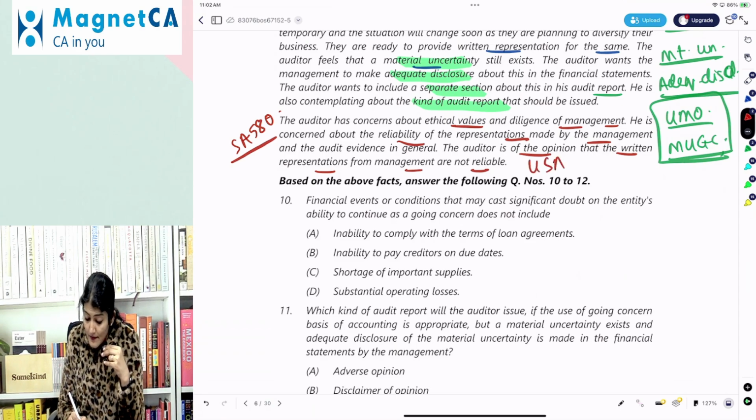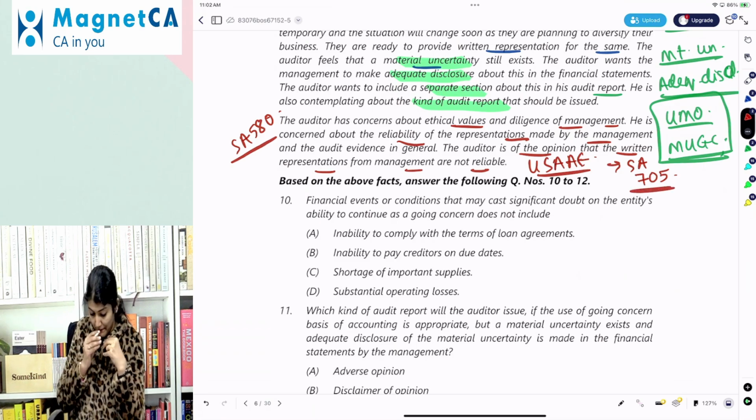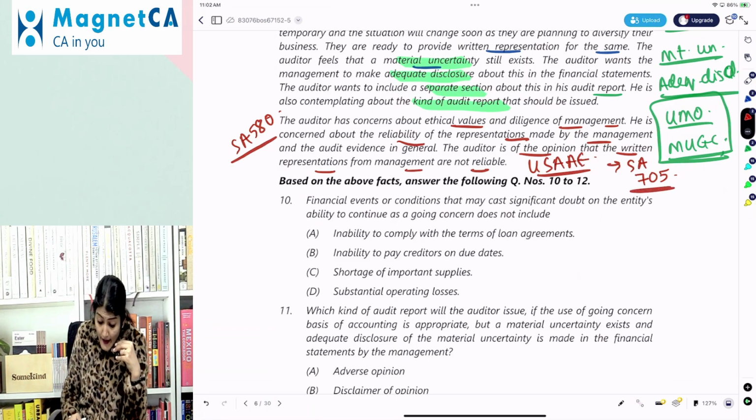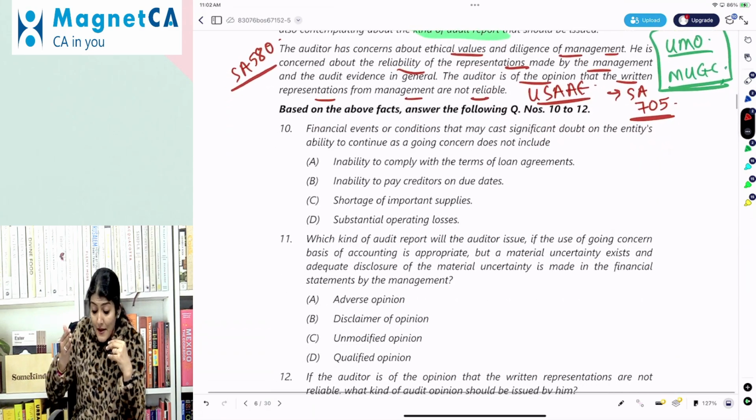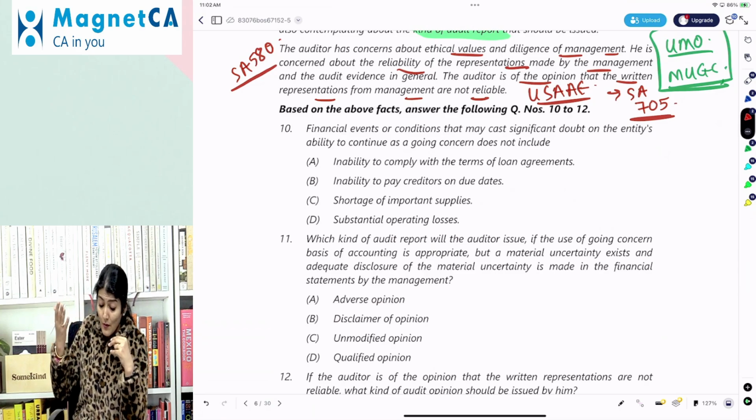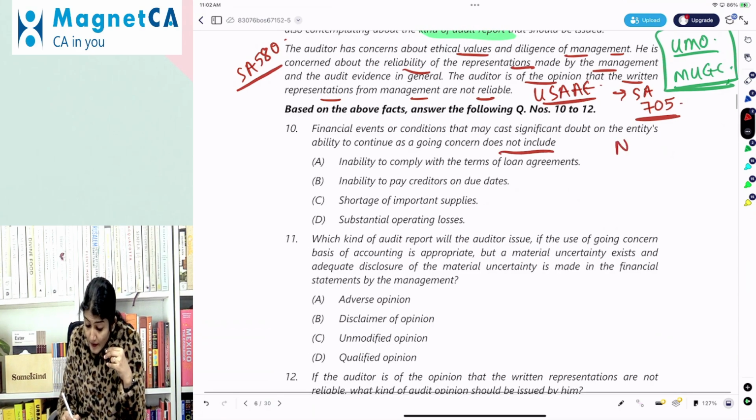That means the auditor is unable to obtain sufficient appropriate audit evidence. SA 705. Okay. Now, which of the following financial events or conditions that may cast significant doubt on the entity's ability to continue as a going concern does not include.